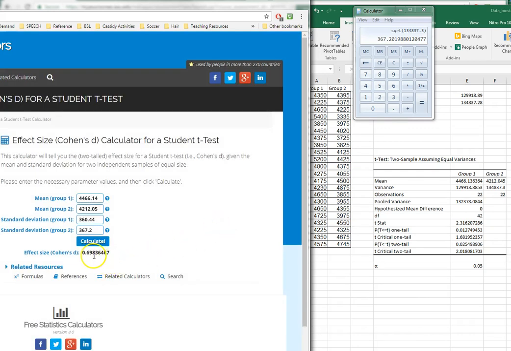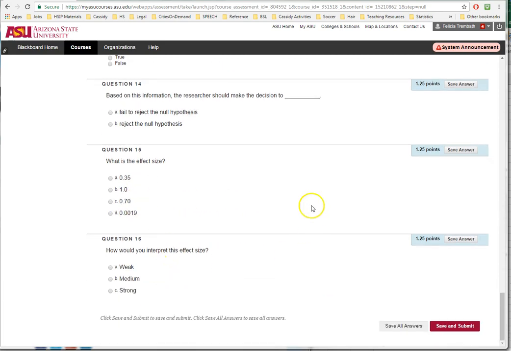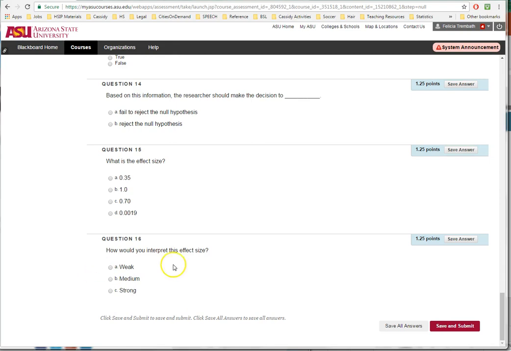And that gives me 0.698. So let's go back to Blackboard. So I got 0.698, which I can round up to 0.70. And then let me look at how to interpret that. That's going to be in those slides that we had in class. So let me open that back up. And I have this guide on how to interpret. I have a medium effect being 0.50 to 0.79. And my effect I calculated was 0.70. So I'm going to interpret this as a medium effect.